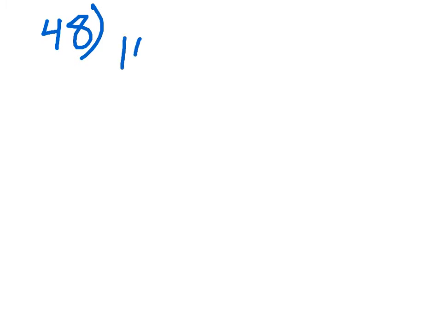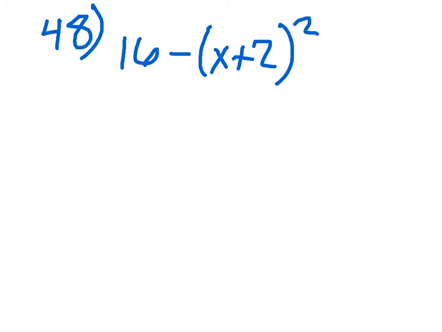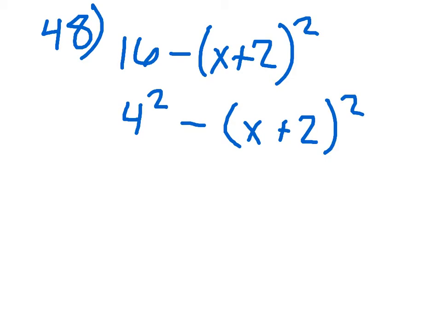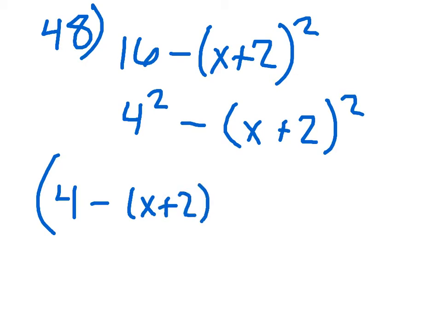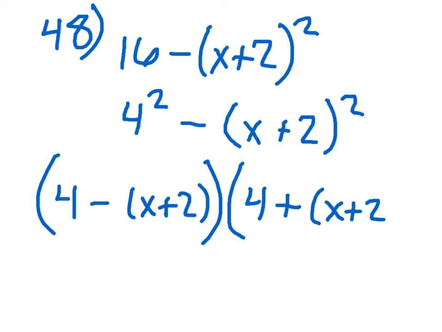So 16 minus x plus 2 squared. So think of it as a difference of squares. It's 4 squared, and then this one's already factored, x plus 2 squared. So it'll be a little bit bigger, but you'll have 4 minus quantity x plus 2 times large quantity 4 plus quantity x plus 2. Do I leave it there?